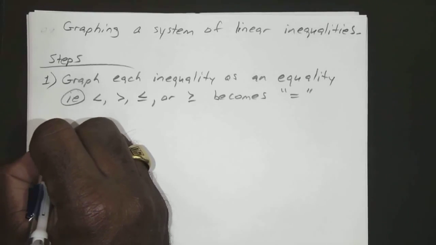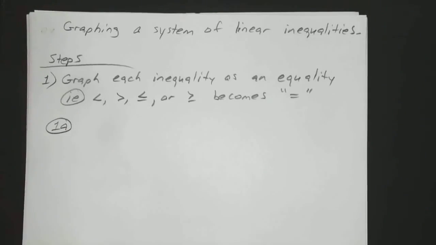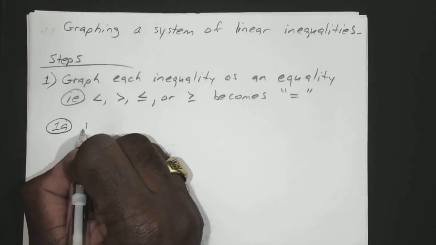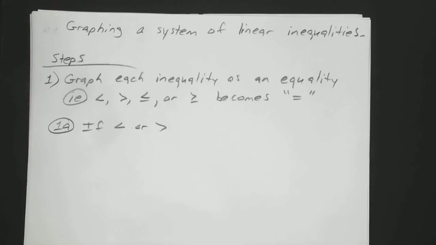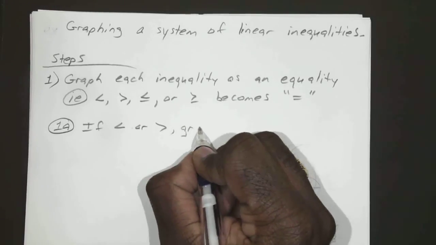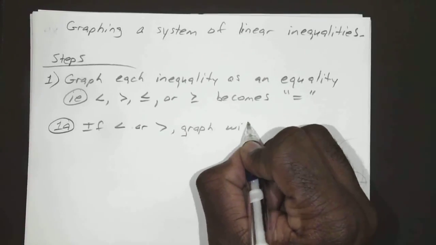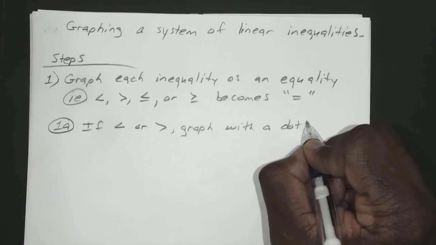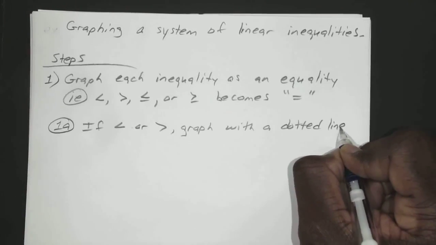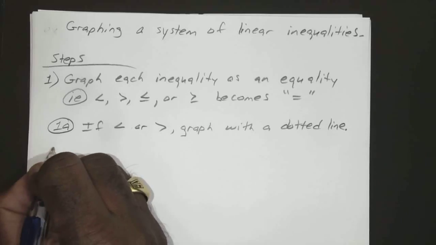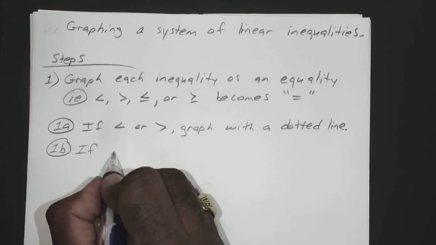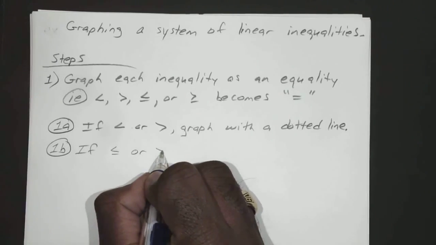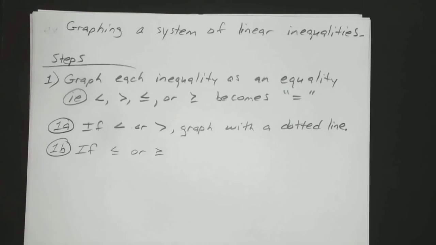Okay, and let's say for 1A, if you have less than or greater than, remember your line is going to be dotted. And if you have less than or equal to, or greater than or equal to, you're going to graph with a solid line.